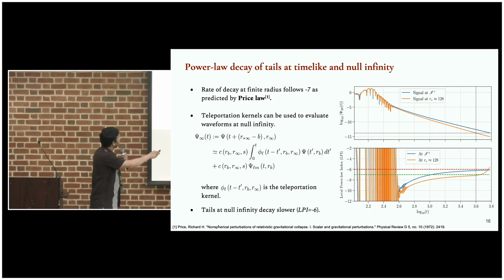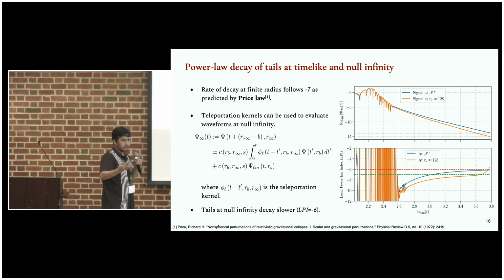So this quantity phi is actually the teleportation kernel. You're again convolving it with the solution, and you get the solution at null infinity. How do we check that this entire procedure is correct? I'm showing the solution plotted as time in this figure. This is the solution at null infinity, the teleported signal in blue, and orange is the signal at finite R.